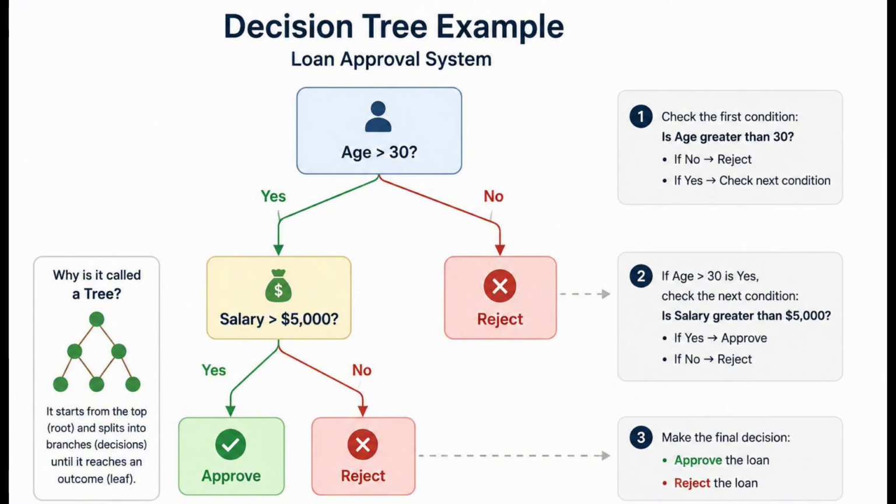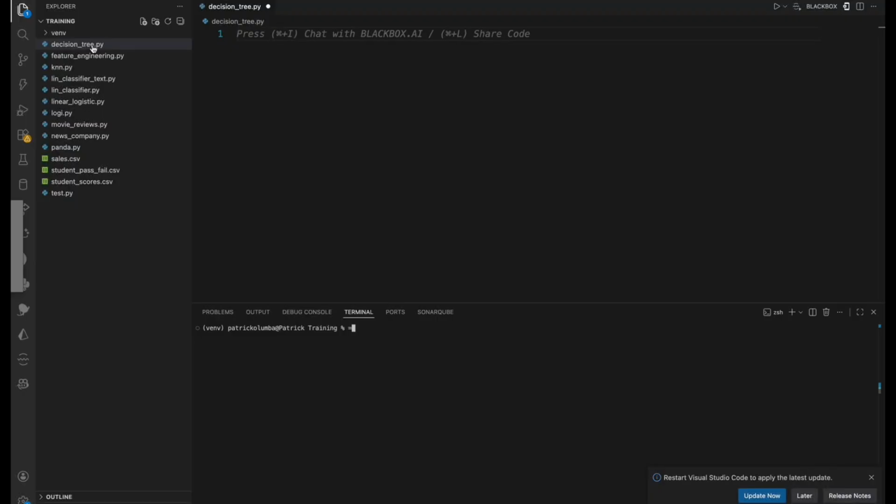If the person from the very beginning is not more than 30 years old, just reject that particular loan. All right, so that's basically how it works. So let's bring it down to machine learning. Now we have the decision tree right here.